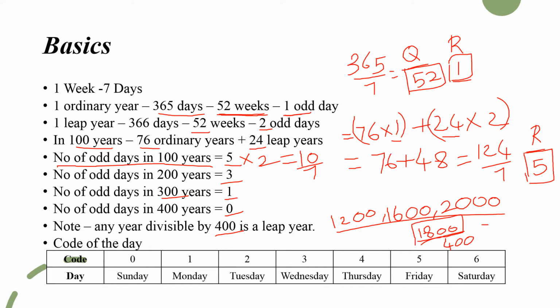Next, you have to remember the code of the day for solving the problems. Codes consist of 0 to 6 and the days are from Sunday to Saturday. Code 0 is Sunday, 1 is Monday, 2 is Tuesday, 3 is Wednesday, 4 is Thursday, 5 is Friday and 6 is Saturday. Next, let us move into the problem.